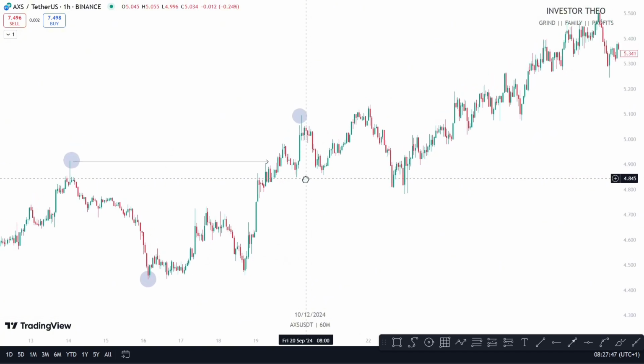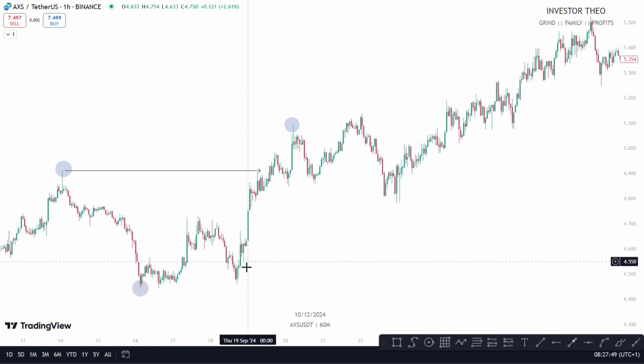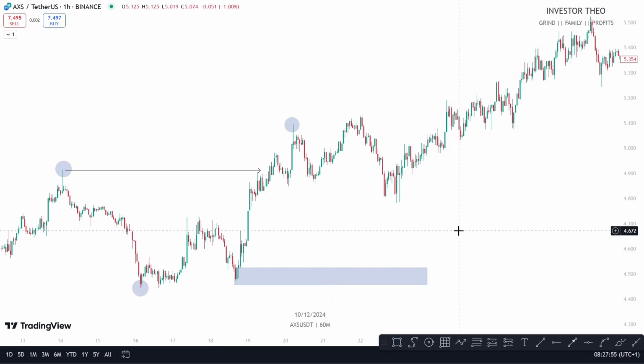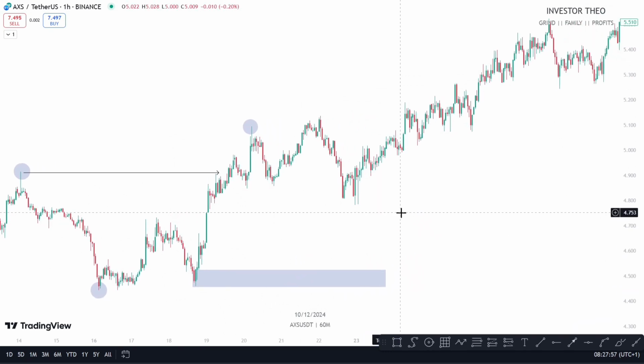All right, so we're still looking for a bullish move. This is where our new order block will be, somewhere around here. With this method, you will not see many trading opportunities, but if you are patient enough, you will see some positions.